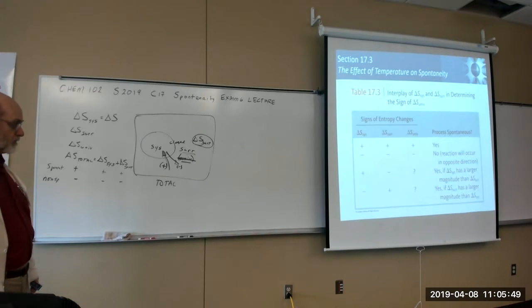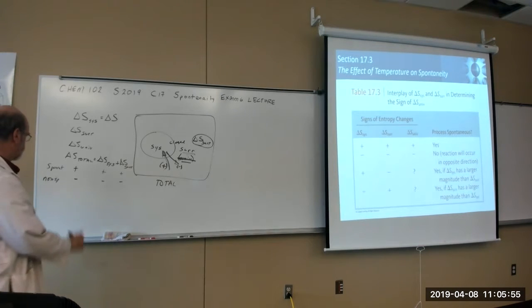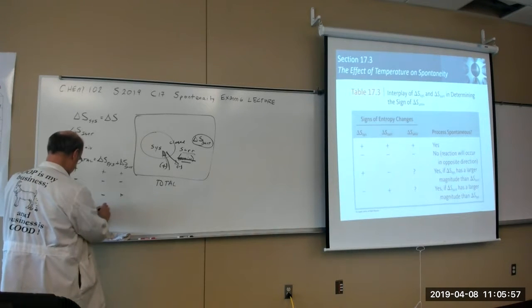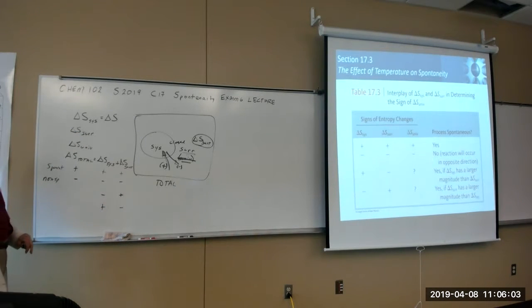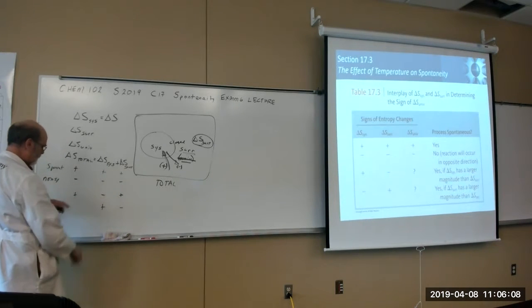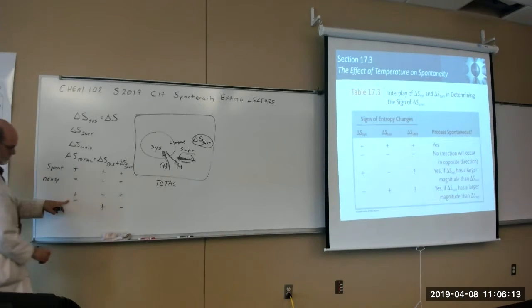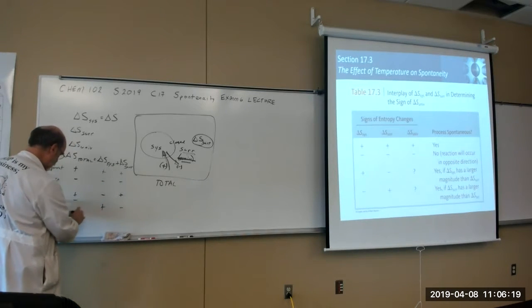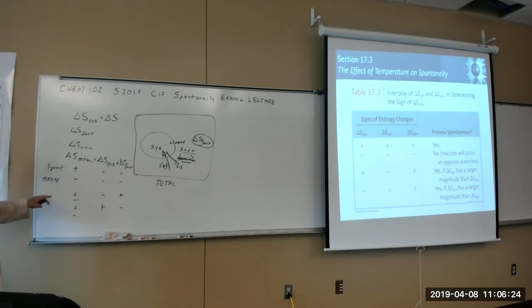Now for the other situations, you could have a negative here and a positive there, or a positive here and a negative there. It depends on the magnitude. If this one is larger than that one, then it'll be positive. If this one is smaller than that one, then it'll be negative. And if this one is larger than that one, it'll be positive. If this one is smaller than that one, it'll be negative. So under those circumstances, you can't tell without the actual numbers.